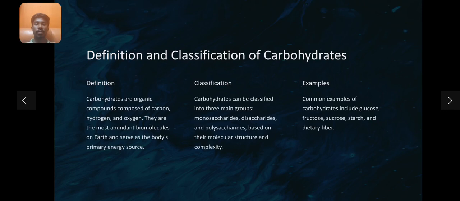First, definition and classification of carbohydrates. Definition: carbohydrates are organic compounds composed of carbon, hydrogen, and oxygen. They are the most abundant biomolecules on the earth and serve as the body's primary energy source. Classification: generally, carbohydrates can be classified into three main groups: monosaccharides, disaccharides, and polysaccharides, based on their molecular structure and complexity. Common examples of carbohydrates include glucose, fructose, sucrose, starch, and dietary fibers.